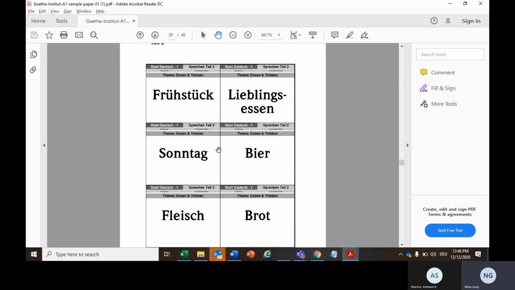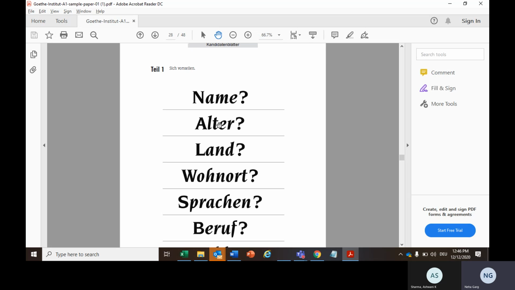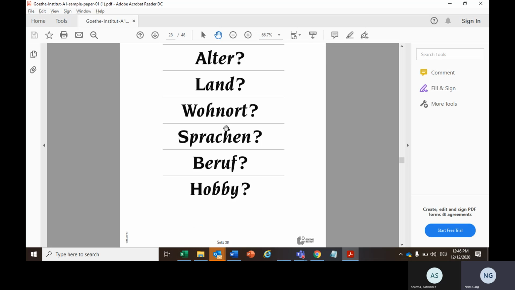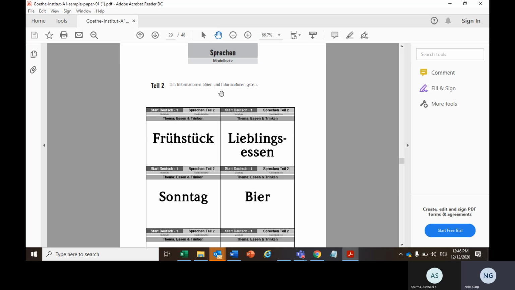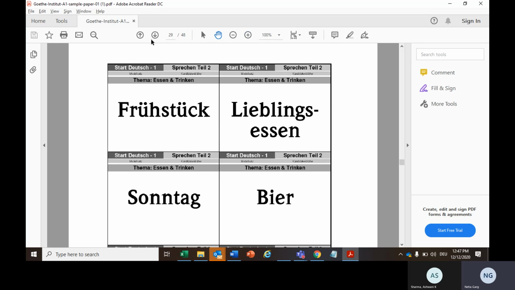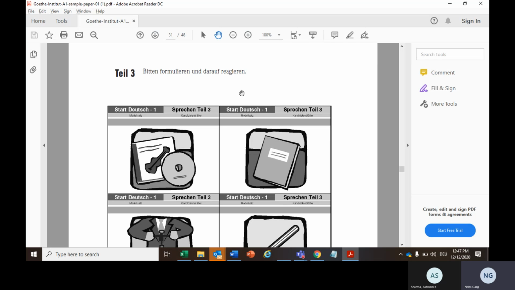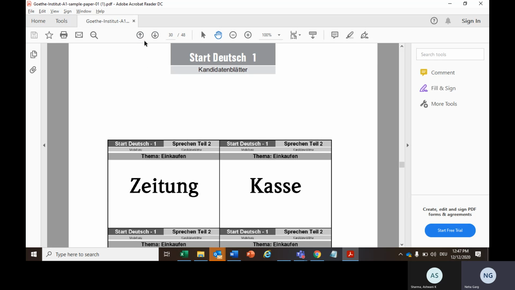Okay, now proceeding further, again in Sprechen, es gibt drei Teile. Teil 1 ist sich vorstellen, Teil 2 ist Informationen bitten und Informationen geben, giving and asking for information. And in Teil 3, you'll have to do a small conversation. So let's focus on Teil 2 first.